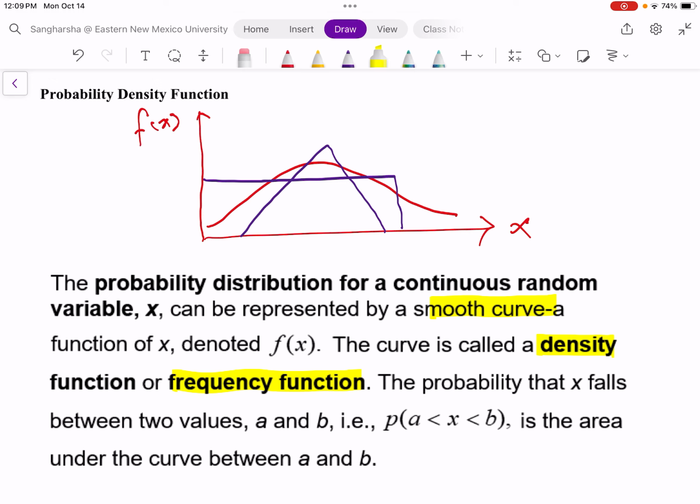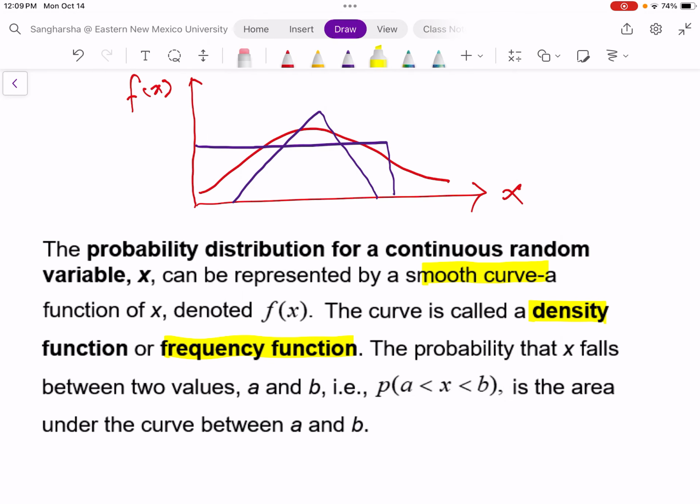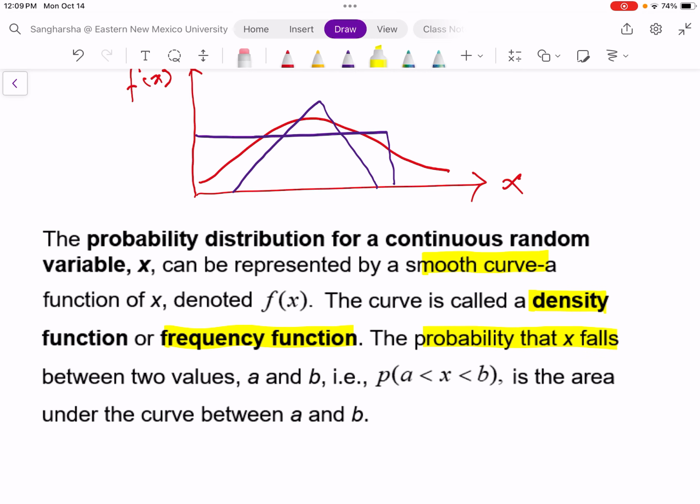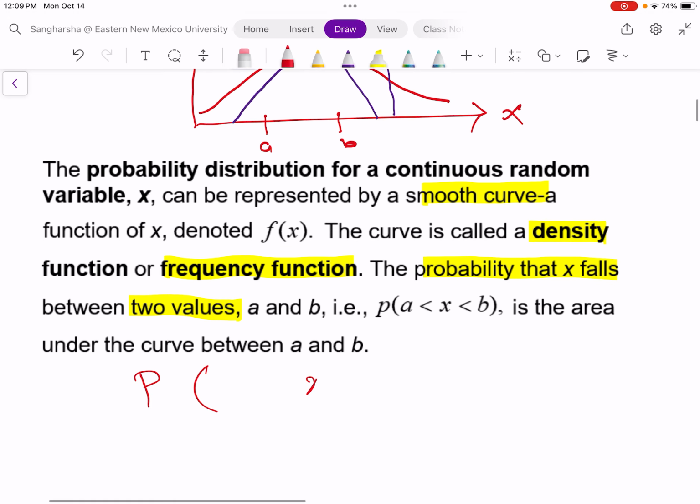We can find the equation that represents this graph. If we have this function for a continuous random variable, then the probability that x falls between two values, let me call my two values a and b, meaning greater than the small value and less than the big value, is the area under the curve between a and b.